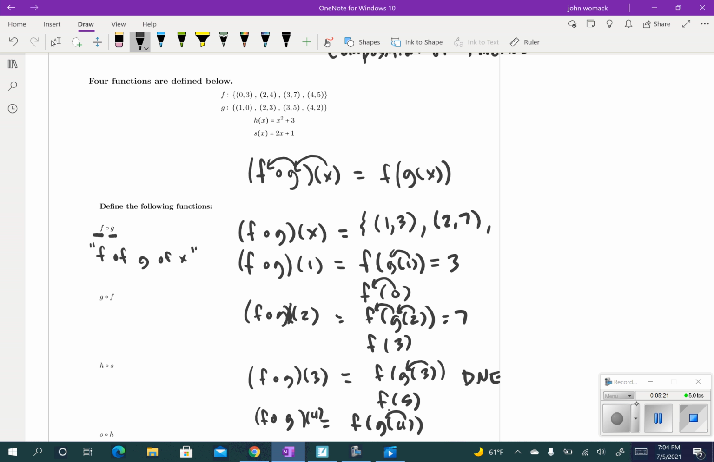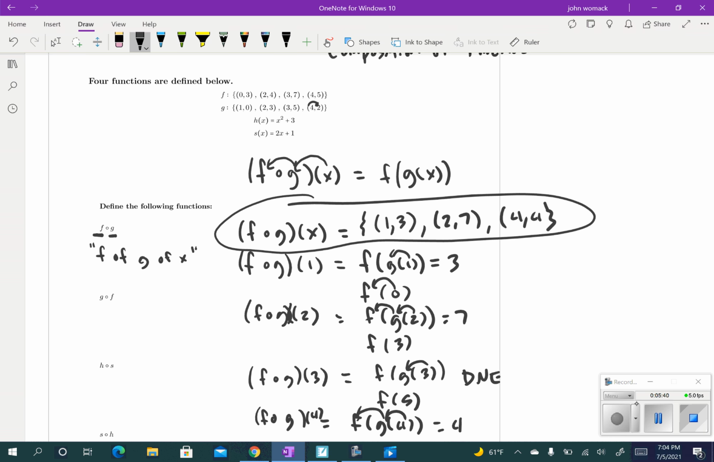Okay, so plug 4 into g first. When I plug 4 in, I get 2. So then I've got to plug 2 into f. Come up here and plug 2 into f, and I get 4 back out. So when I plugged 4 in, I got 4 back out. Come back up here, I get 4, 4. Okay, so that is f of g of x.